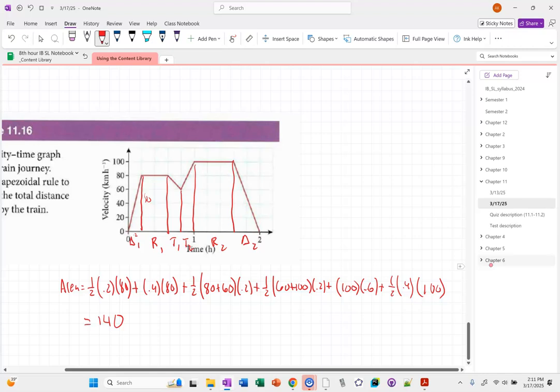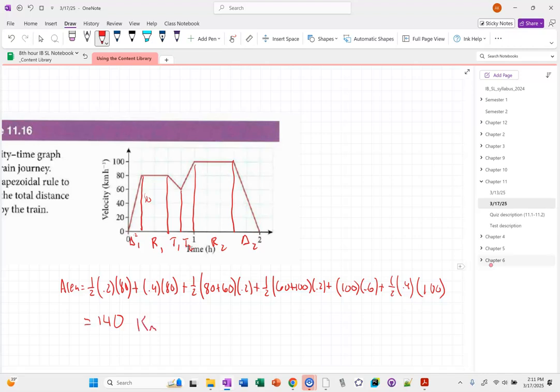And then I guess this is, since the graph is given in kilometers per hour, when we accumulate that, the unit is just kilometers, right? Yeah.